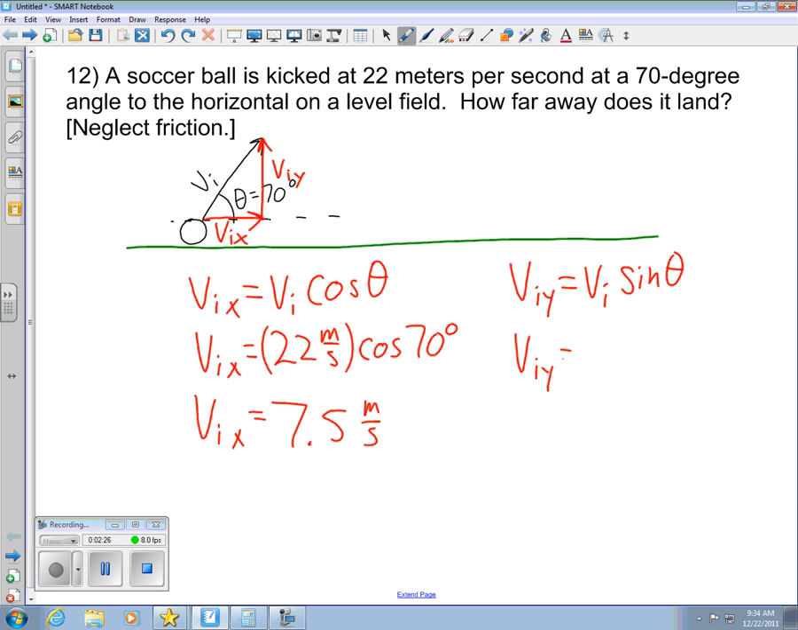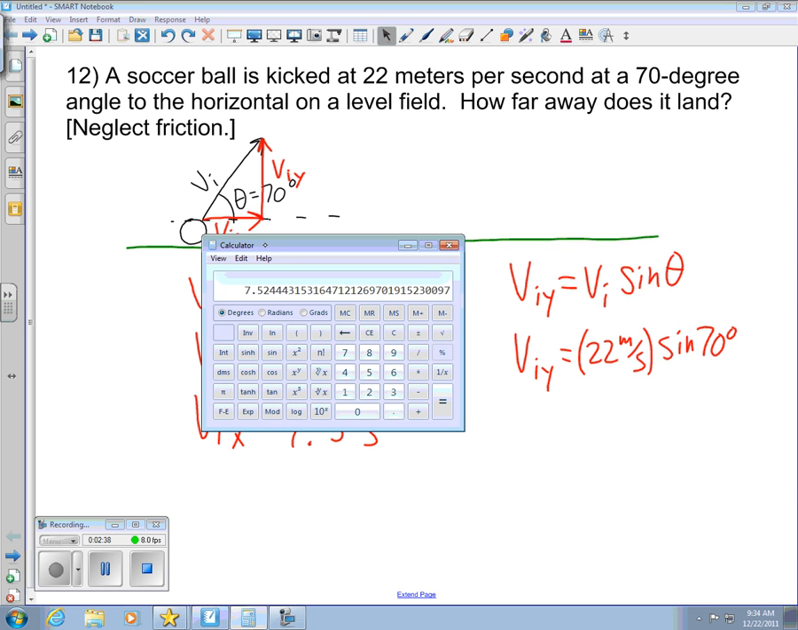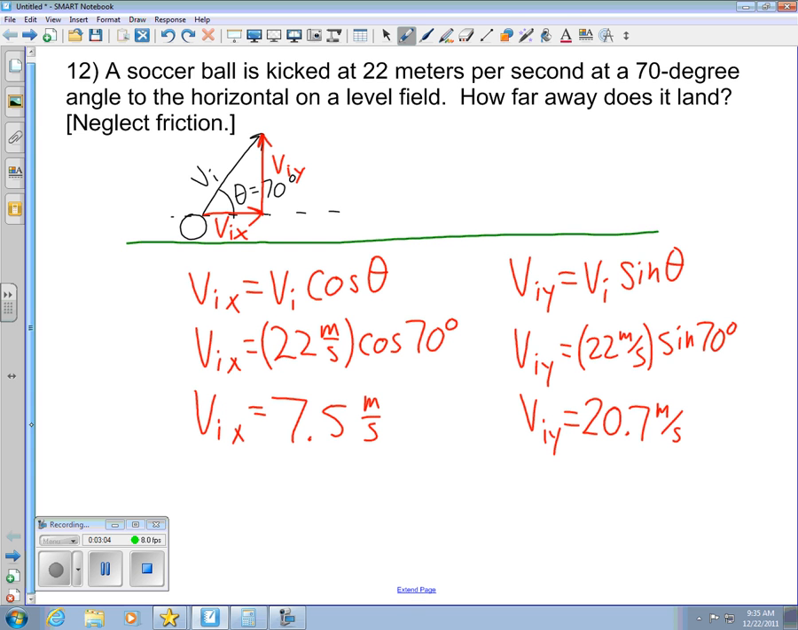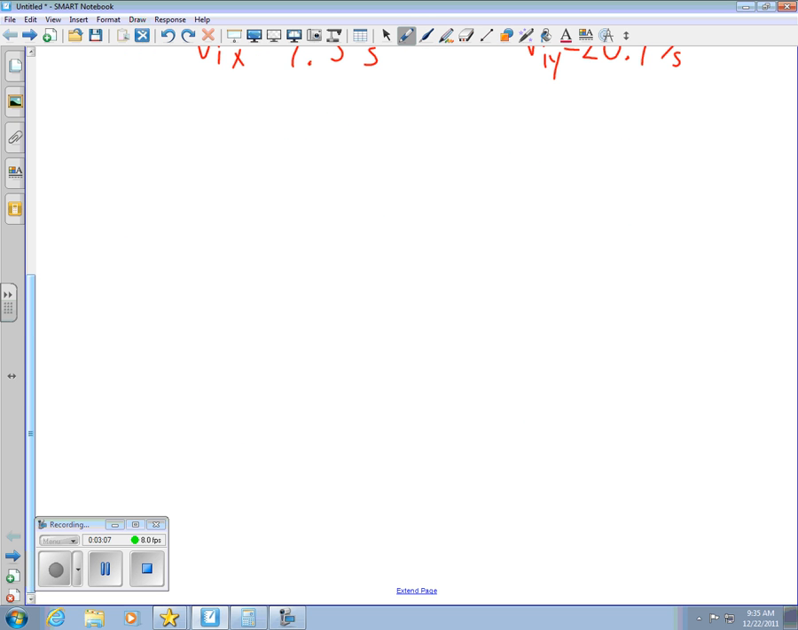Okay, the vertical component, VIY, is VI times sine of theta. Plug in the values, 22 meters per second times sine of 70 degrees, and we'll calculate that. I have 22 times sine of 70, and that gives me an answer of 20.7 meters per second. Okay, so VIY is 20.7 meters per second. All right, I now have those components, and so I'm now ready to set up my horizontal and vertical UC charts.